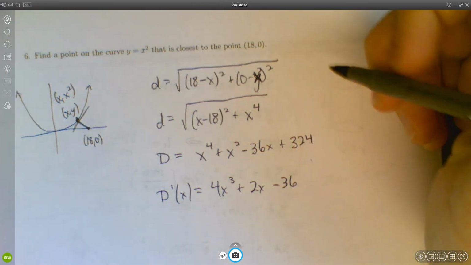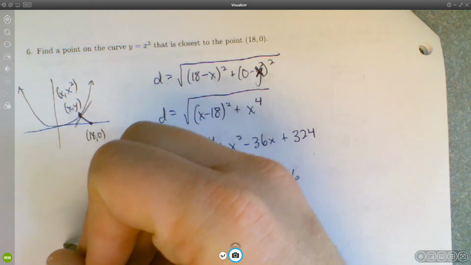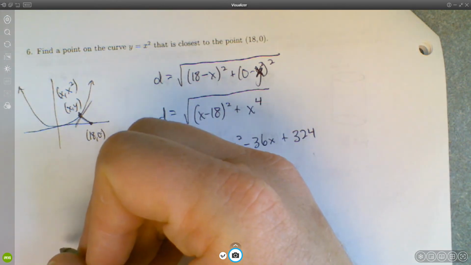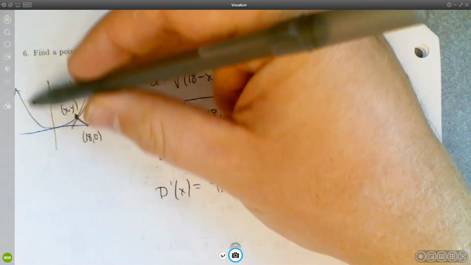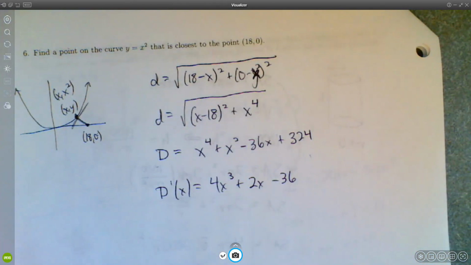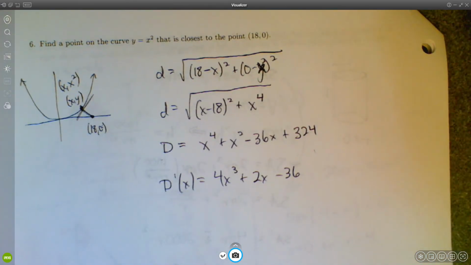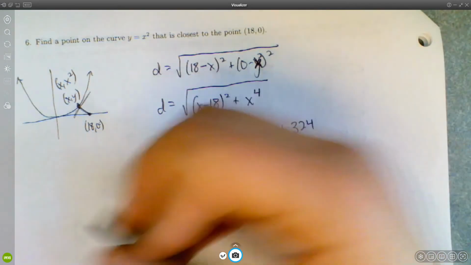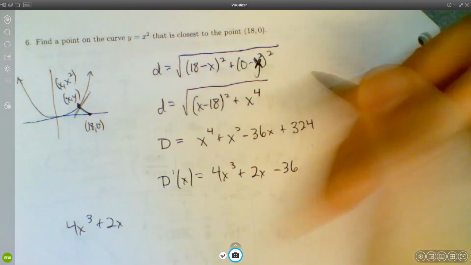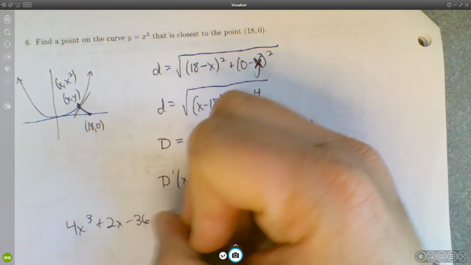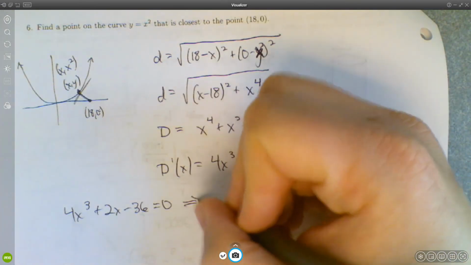I can take out a 2, so I'm going to set this equal to 0 and solve now. Actually, are there any restrictions? I don't think so. X could be any real number, so no restrictions on x at all. So let's set this equal to 0 and solve. 4x cubed plus 2x minus 36 equals 0. I can factor out a 2.